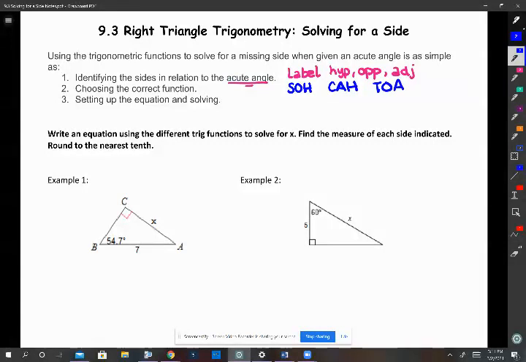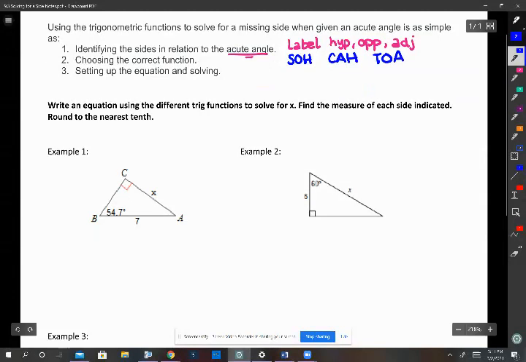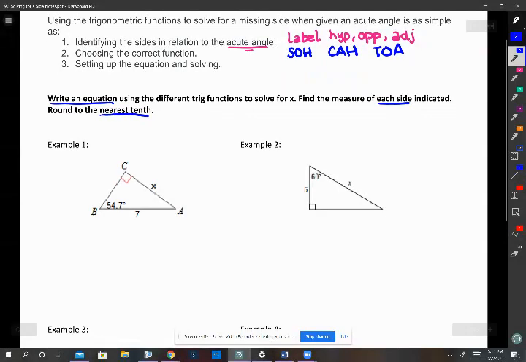missing piece. Notice in the instructions that it tells us we're going to round to the nearest tenth and that we need to write an equation. I want to see your equation, and I don't want to just see an answer. I want to see the equation that you're using, because then it helps me see why you're getting it right or wrong. And then we're going to find the measure of each side indicated. For today, we are focusing on just solving for one side. Eventually, you should be able to solve for any side in a triangle or all of the sides in a triangle based off what you're given.